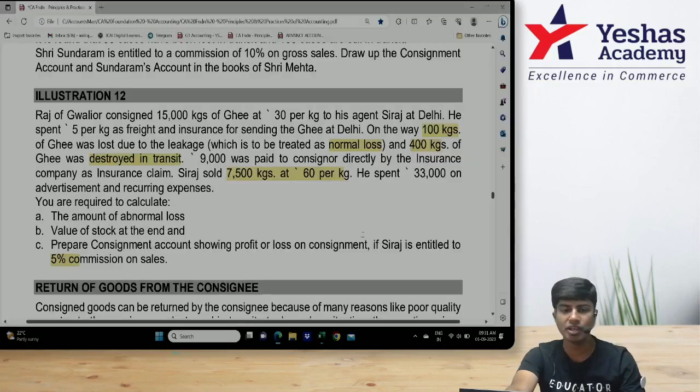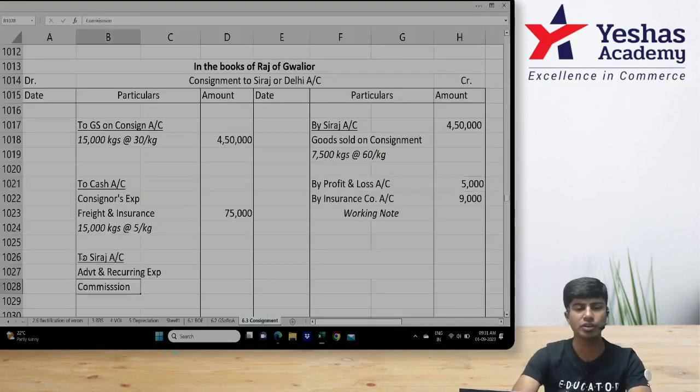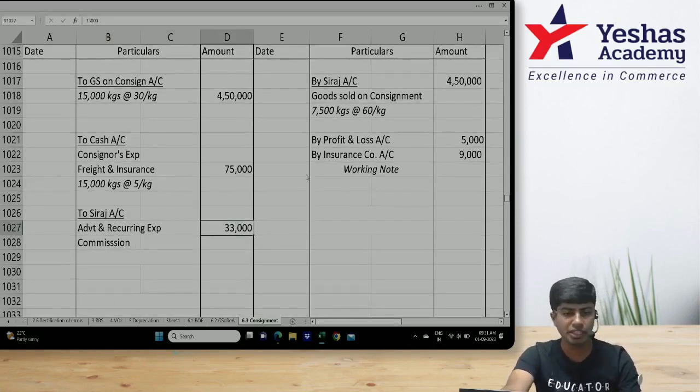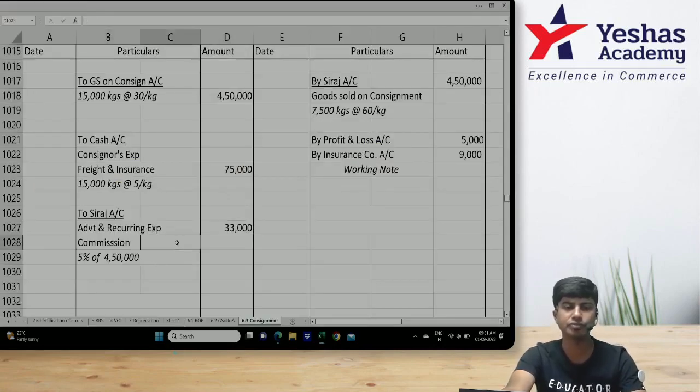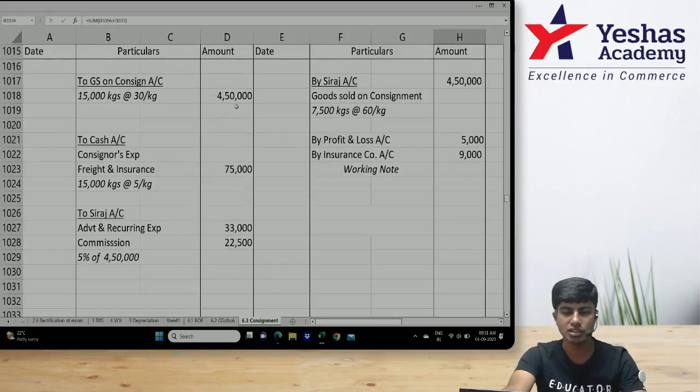What is after that? He spent 33,000 on advertisement and recurring expenses. Entry is consignment account debit to Siraj account. Advertisement and recurring expenses are 33,000. Commission is how much percentage? 5%. 5% of 4,50,000 is 22,500. Then 450 plus 75, that is 5,25,000. 525 plus 33 is 558.